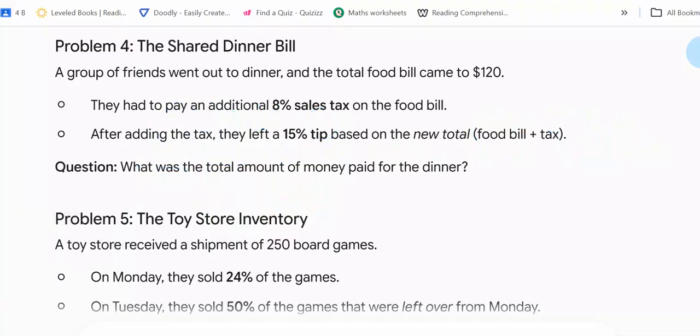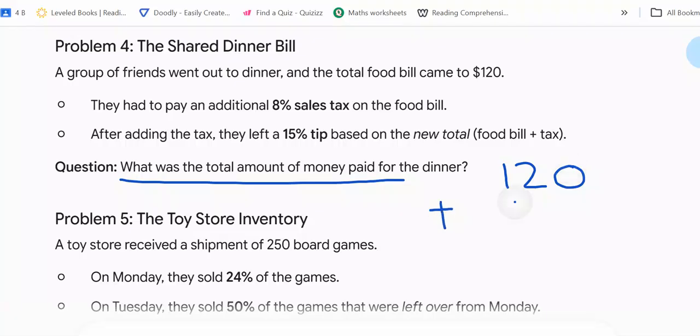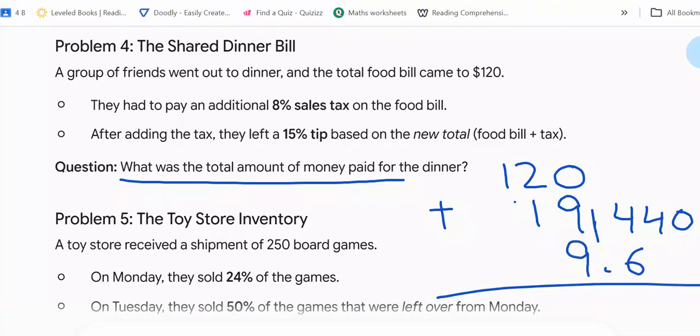This was the tip, 19.440. The question is, what was the total amount of money paid for the dinner? It was 120 the bill and 19.440 was the tip, and 9.6 was the sales tax.